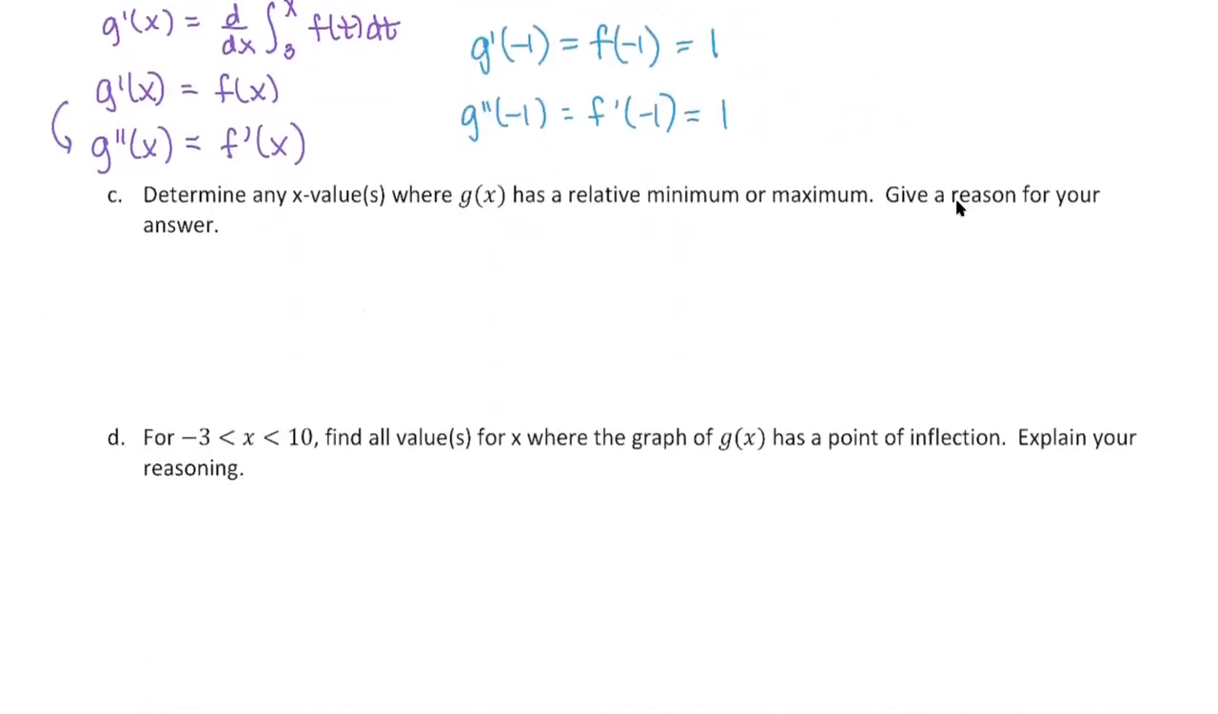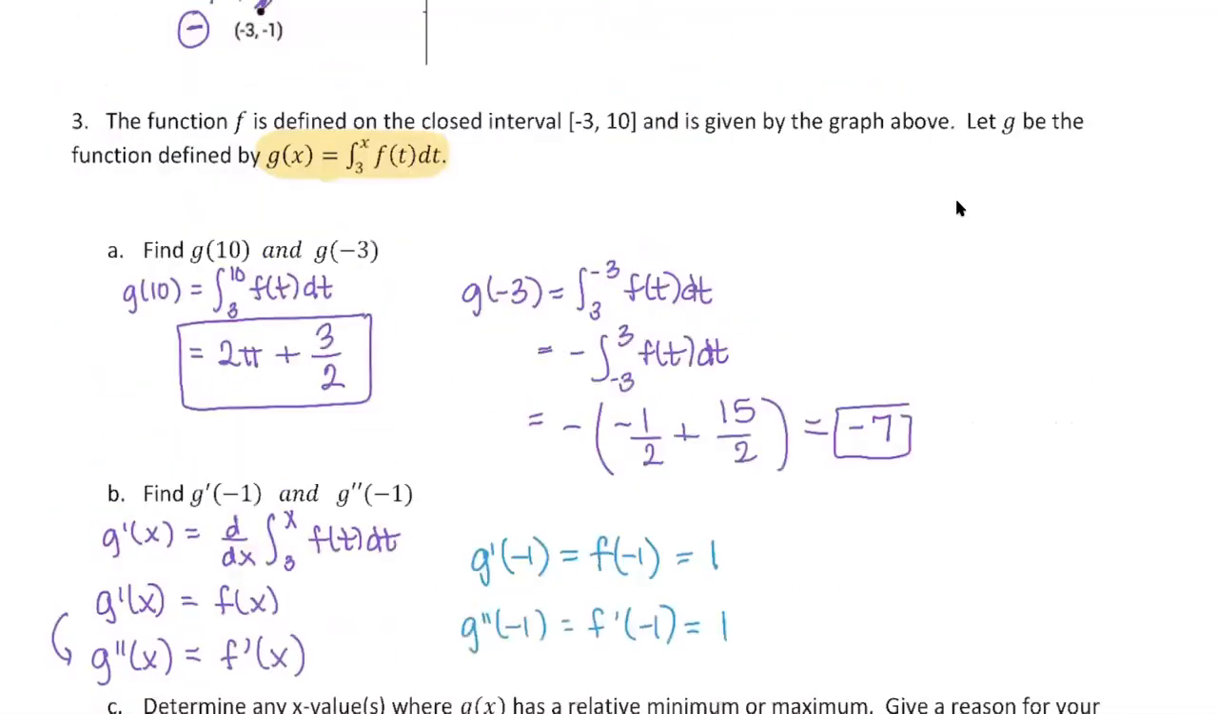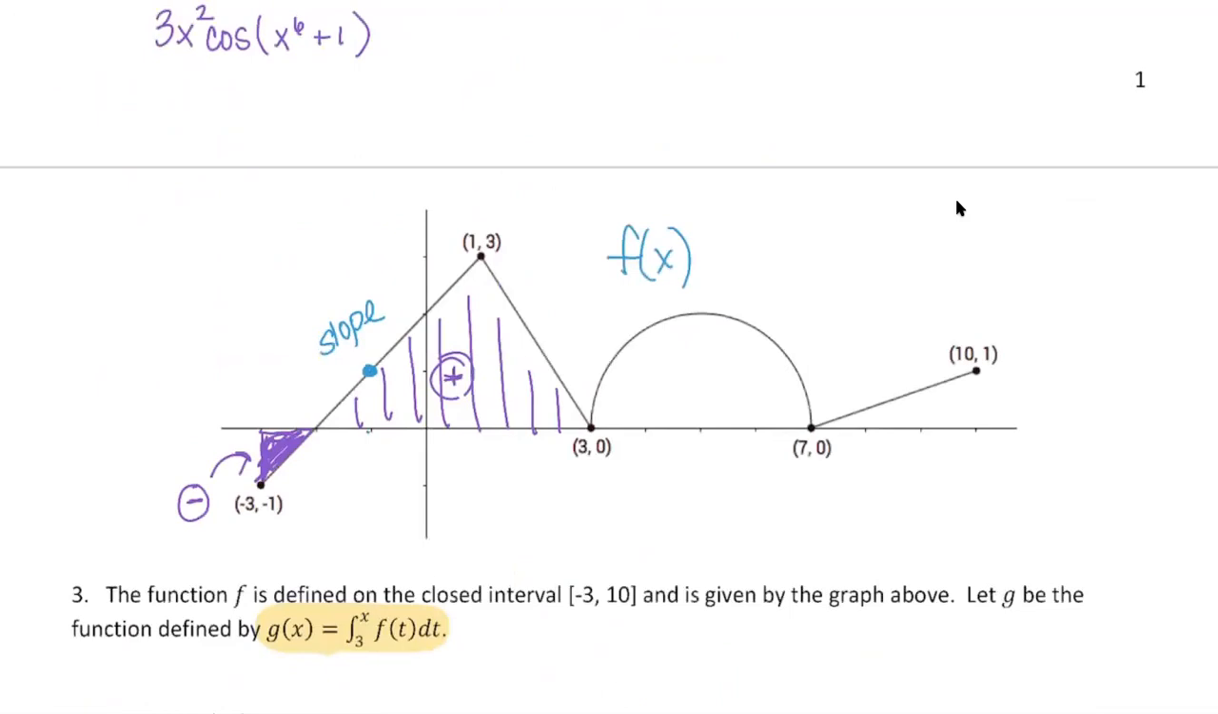Now we want to determine any x values where G of x has a relative minimum or maximum and give a reason for your answer. So this is going back to a lot of our derivative stuff from before. To find relative mins or maxes, what do we need to know? We need to know where G prime of x equals 0. Well, we know that G prime is equal to f of x. So our critical numbers are going to be wherever f of x is equal to 0. So that's going to be at -2, +3, +7.